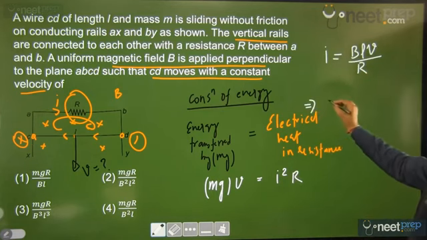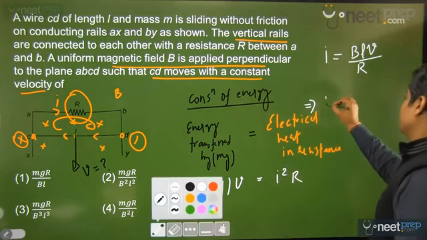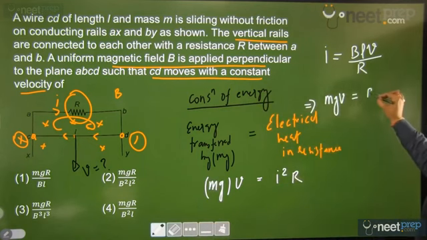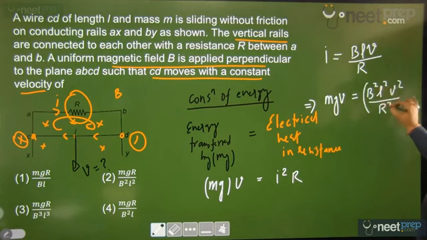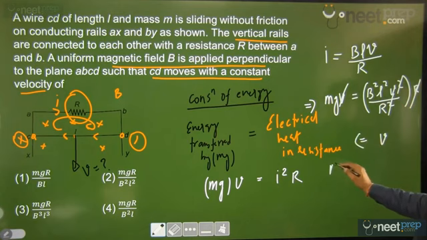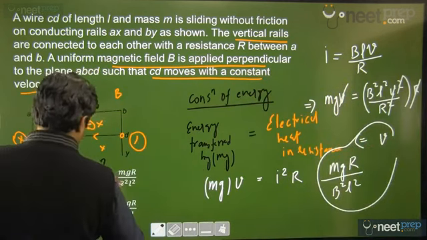So what you get is mgv will be equal to I square R. I will be equal to B square L square V square by R square, times R. So this R gets cancelled out, one of the velocity also gets cancelled out, and the velocity will be mgR upon B square L square. So this is your answer, mgR upon B square L square.